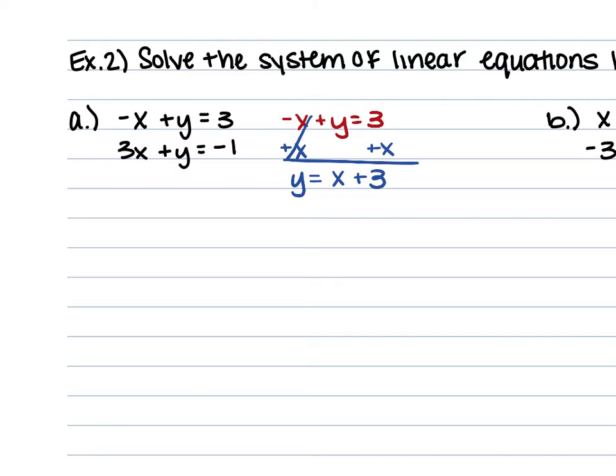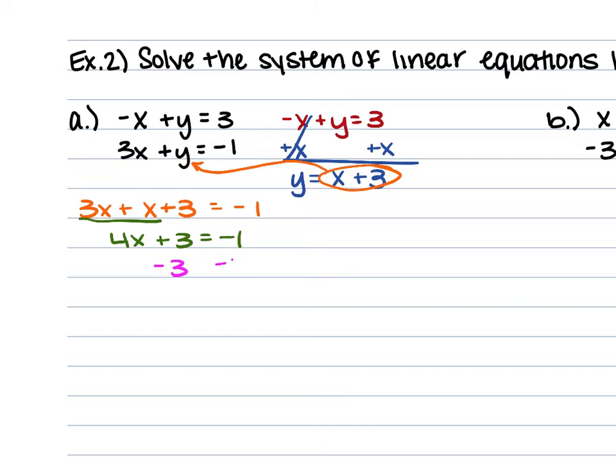So I'm going to take this x plus 3, and I'm going to plug it in for y in the opposite equation. So I'm not going to do it to the same equation. I'm going to do it to the other one that I haven't worked with yet. So this is going to give me 3x plus y, which is x plus 3, is equal to negative 1. I combine my like terms to give myself 4x plus 3 is equal to negative 1. I subtract that 3 from each side. I have 4x is equal to negative 4. And then I divide each side by that 4 to get x is equal to negative 1.